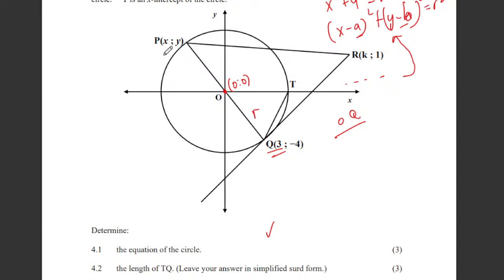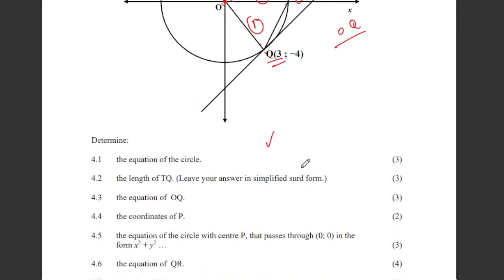Then the length TQ, this length. We know that OQ is a radius, but OT is also a radius of the same circle. Which means the distance that we got here must be the same distance that you have there. If, let's say, it's a 5, then these coordinates are going to be 5, 0. Then after getting the 5, 0, get that distance using the distance formula.